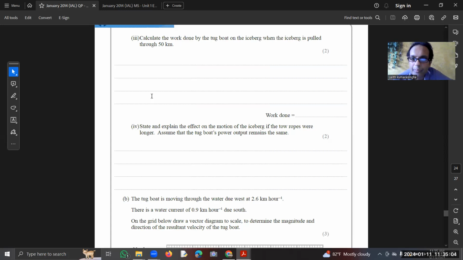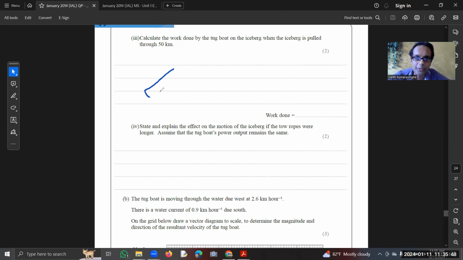State and explain the effect on the motion of the iceberg if the two ropes were longer, assuming that the tugboat power output remains the same. So now this is what will come. This is like a doosra or a googly. Every day they bowl off spin, off spin, off spin, off spin, suddenly leg spin. So now we must get prepared for this as well. We'll take Malinga: out swinger, in swinger, bouncer, bouncer, bouncer, yorker. Oh, this is the yorker. Now, what's every day something? This is what will come across your mind, and this is the answer you will be writing.